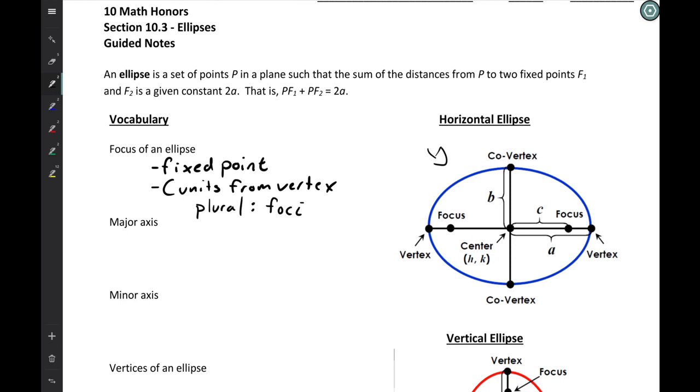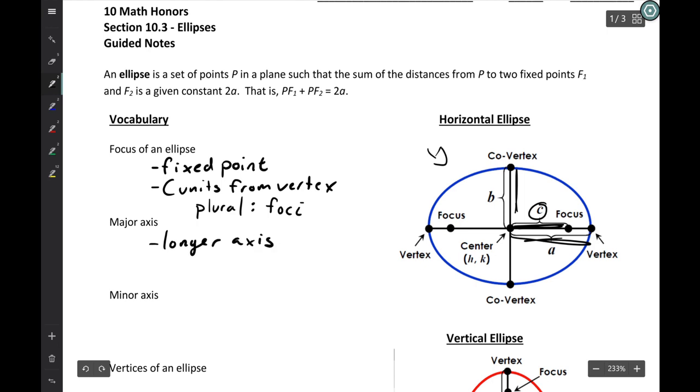So if you look at this picture here, you can see this is the distance c between these two things, there's our focus. This is distance b. This is distance a. And then 2a is that big distance, that constant term. So when we talk about a major axis, this is the longer axis, and it has a length of 2a.